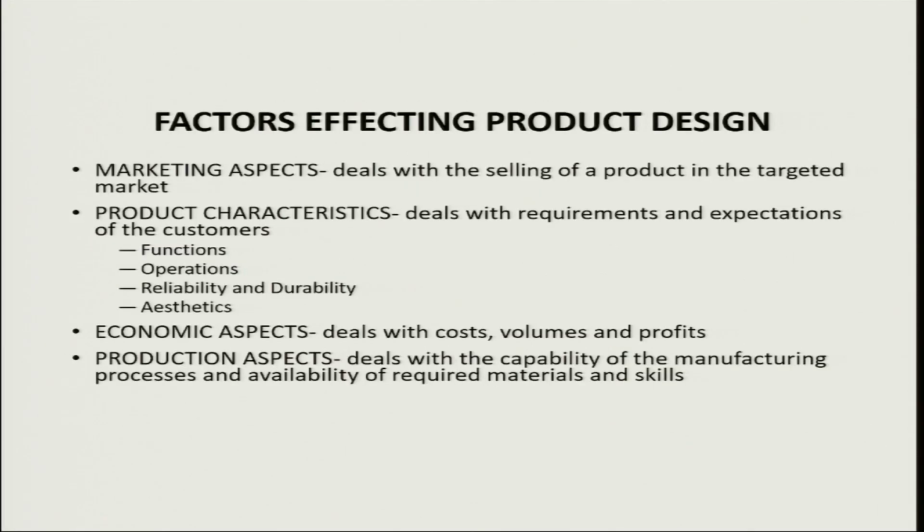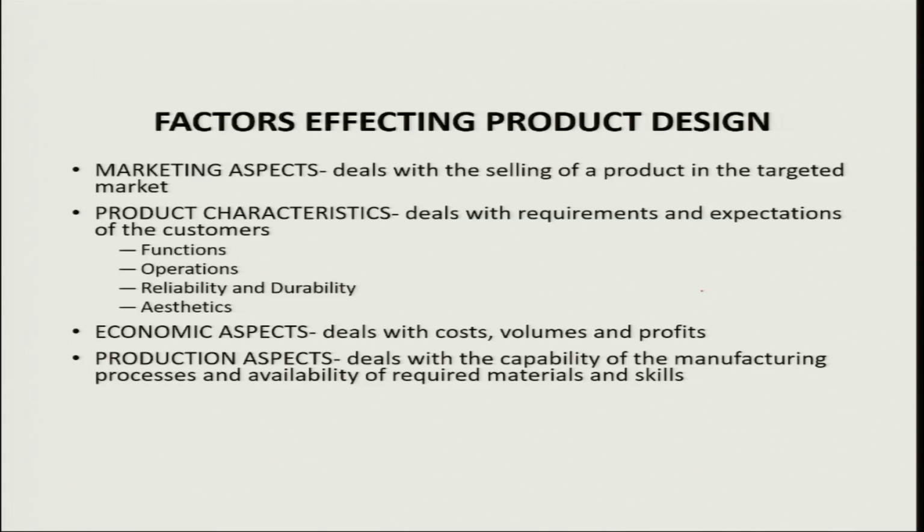So, when we are designing the product, what are the various factors which influence the design process? One is marketing, which deals with the selling of the product in the targeted market. Then there are product characteristics, which deal with the requirements and expectations of the customer. We have to see what functions the product is going to perform, its operation, reliability and durability, and the aesthetics. Then we look at the economic aspects, which deal with the variable cost and fixed cost of the process, and the volumes we are going to produce, where we find there is market demand, and then the profit.